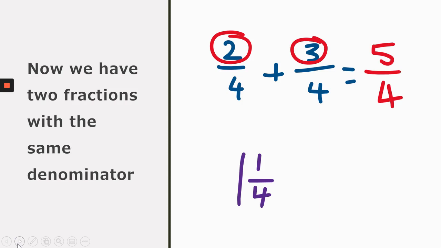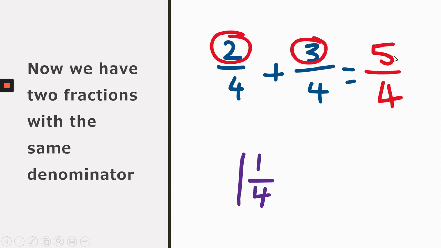So now we have two fractions with the same denominator of 4. I can go back. Whatever I do to the bottom of the fraction, I have to do to the top. So because I doubled my denominator, I had to double my numerator. So instead of 1/2, it became 2/4. 2 plus 3 equals 5. Remember, we don't change the denominator.